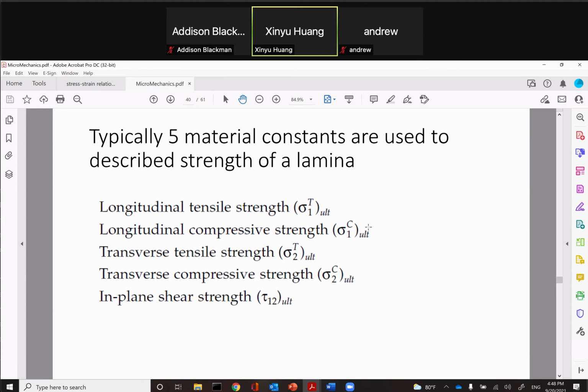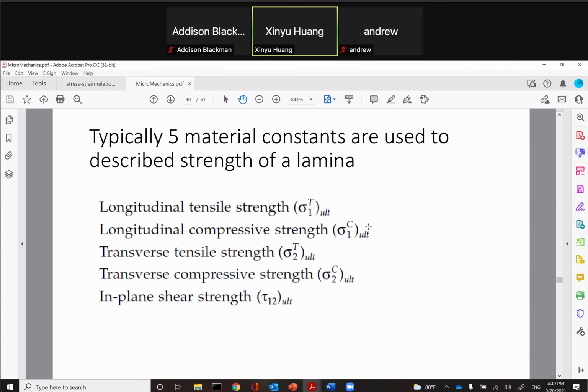For a lamina, you need 5 numbers. The 5 numbers are sigma 1, the tensile strength in one direction. Usually one direction is the fiber direction. In this course and many books, by default, 1 is the fiber direction, 2 is the transverse direction, perpendicular to the fiber. So you need a number that quantifies how strong a unidirectional material is in one direction tension. This is sigma 1, T means tension, ULT means ultimate.